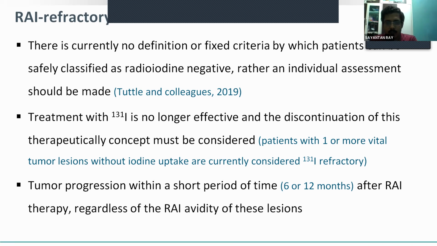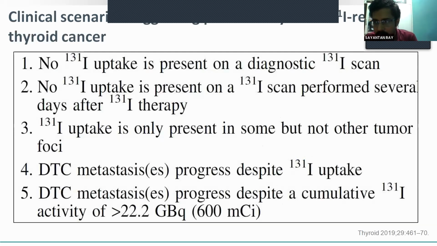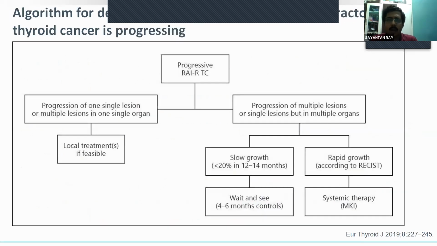And tumor progression within a short period of time, that is 6 to 12 months after RAI therapy, regardless of the RAI avidity of those lesions. So these are the clinical scenarios that could suggest that a patient may have iodine refractory thyroid cancer. However, a negative diagnostic scan decreases the likelihood that the patient's thyroid cancer is I131 refractory, but of course, it is not an absolute criterion. So here is an algorithm for decision making when a radioiodine refractory thyroid cancer is progressive.